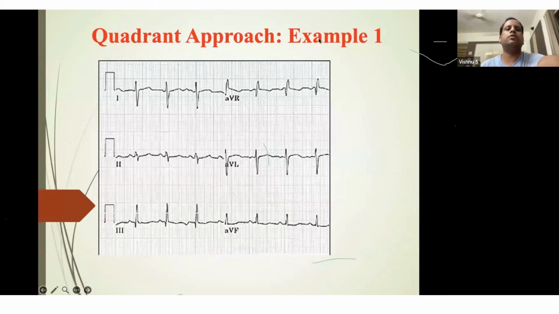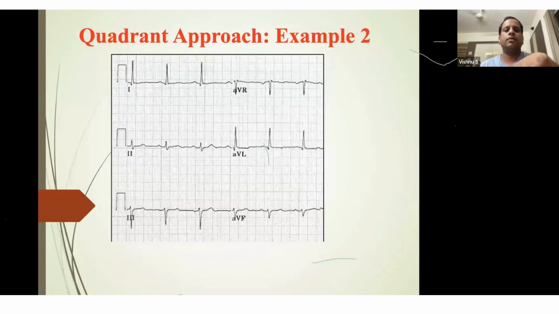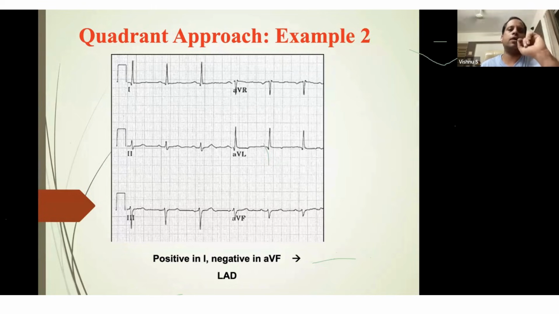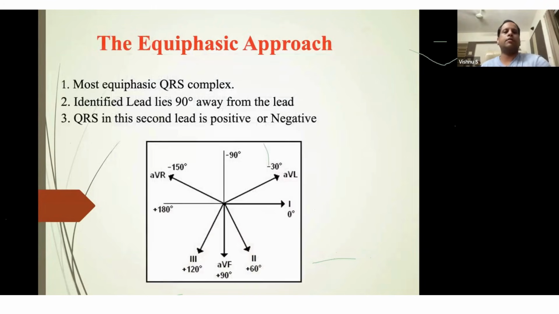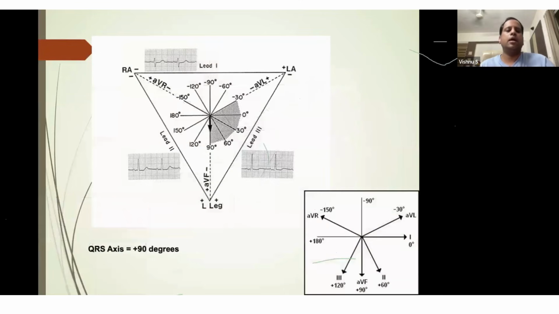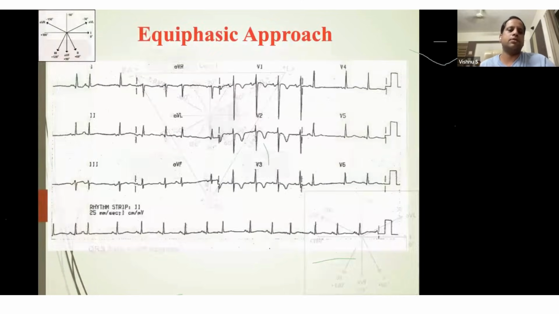In this example, lead 1 is negative and AVF is positive, so it will be in the right axis. This is another case: AVF is negative and 1 is positive, so it is in the left axis. Like that, only 1 and AVF are needed. Plot the 1 in the positive and AVF in the negative part, then connect the graph and you will get the resultant vector. Equiphasic is actually not usually needed. It's very easy also, but not needed.